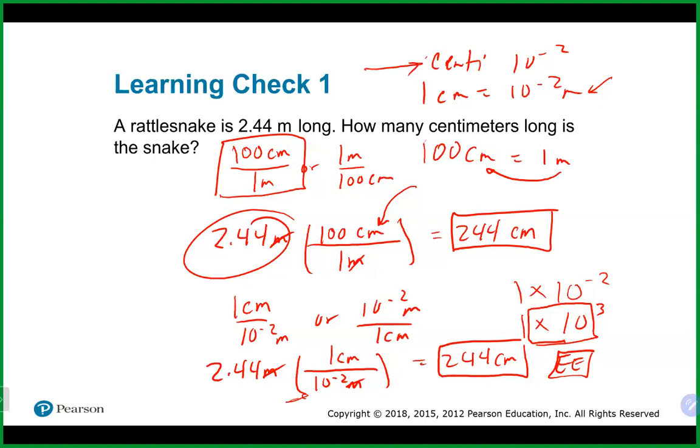Does it matter which one you did? The top? It doesn't. So again, like I said, if this is the one you like a little better because it's more of a whole number, 100 versus the 10 to the minus 2, it comes out the exact same way if you use the 10 to the minus 2. So you could do it either way.